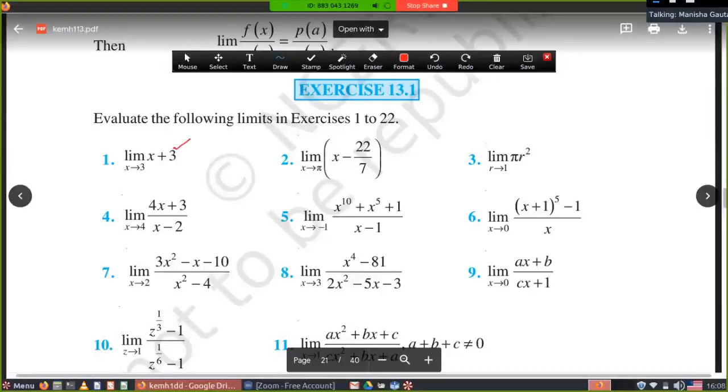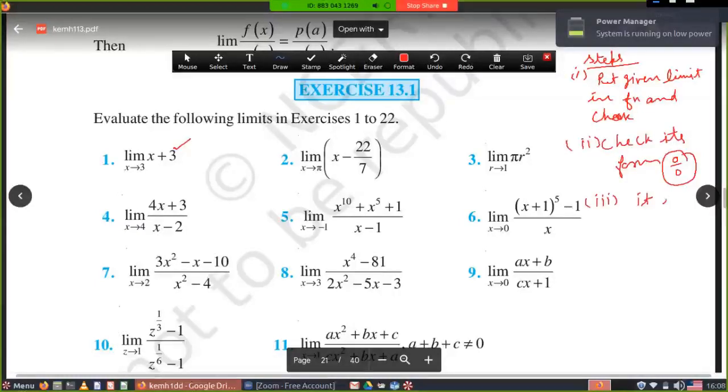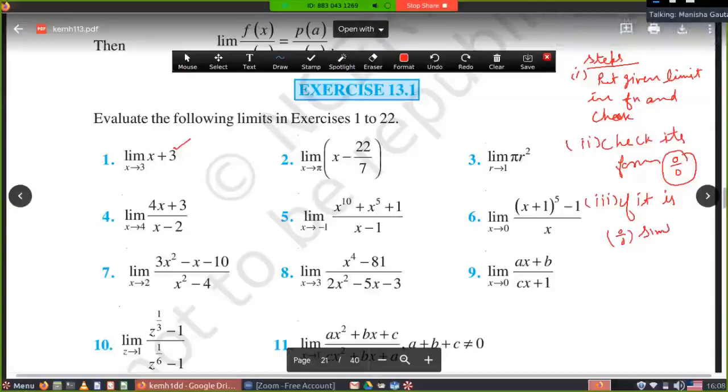As I told you, the steps of the questions are: first, substitute the limit in the given function. I think you have to recall all the steps. Step one, put the given limit in the function and check whether the function is of 0 upon 0 form or not. Second, check its form. If it is 0 upon 0, it means simplification is required.